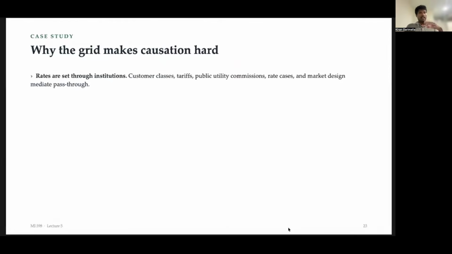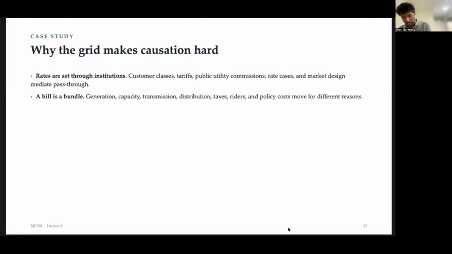Basically, there are these public utility commissions, regulated by states, that have some sort of discussion with the local communities in order to set these prices and to increase the prices. Then there are a lot of market design mediated pass-through mechanisms, a bunch of things like that. And a bill is also a bundle. There are usually 3 or 4 components in that bill, which are generation, transmission, distribution, and capacity.